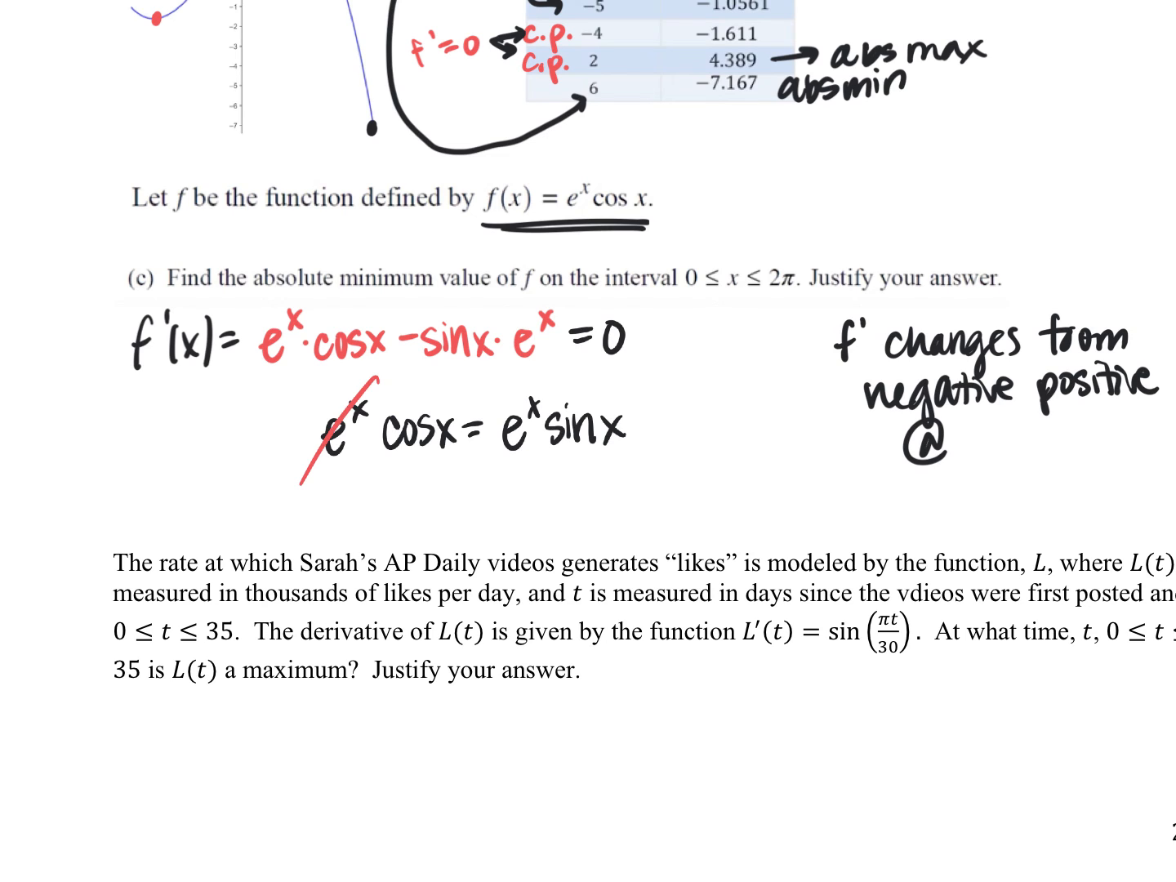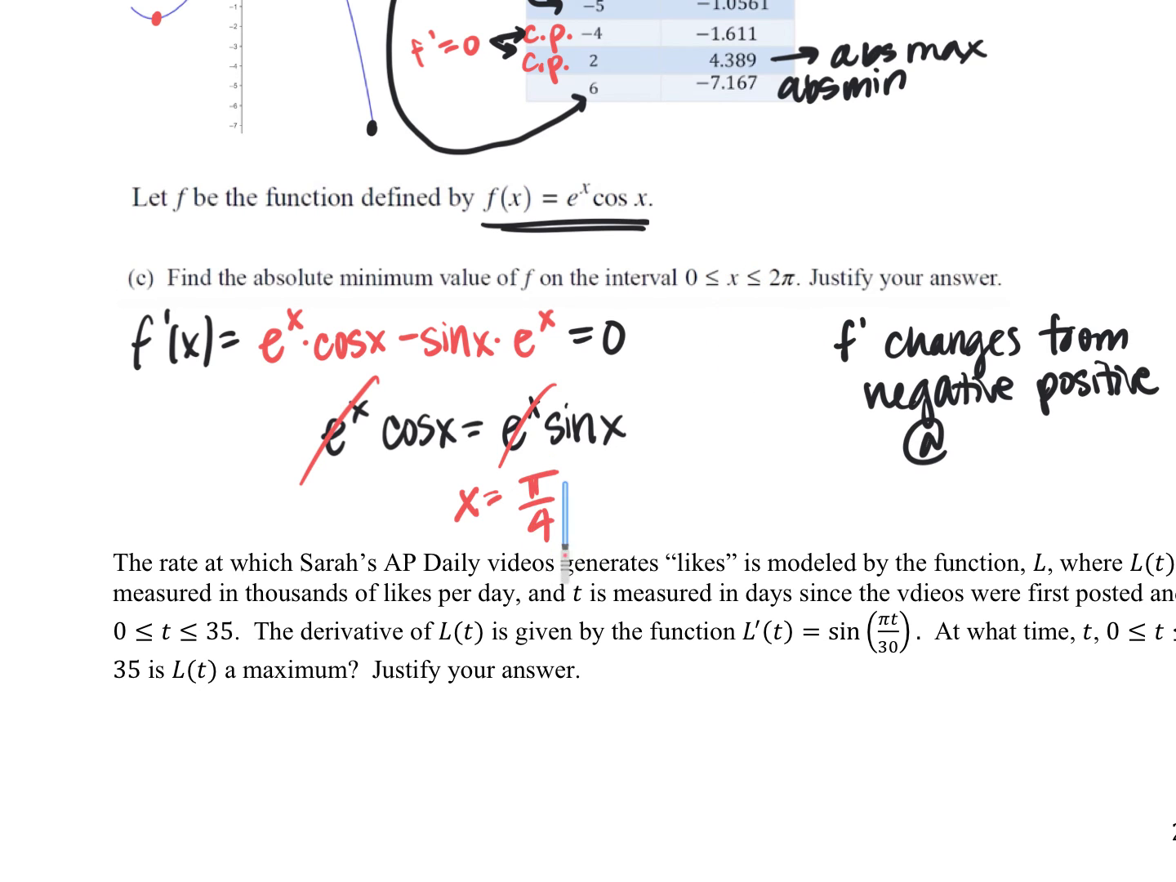Am I allowed to cross out these e to the x's if I divide them out? Yeah. You guys, where does cosine equal sine, at what x value? Yeah, at pi over 4, right? We got root 2 over 2, root 2 over 2. Is pi over 4 in my domain?